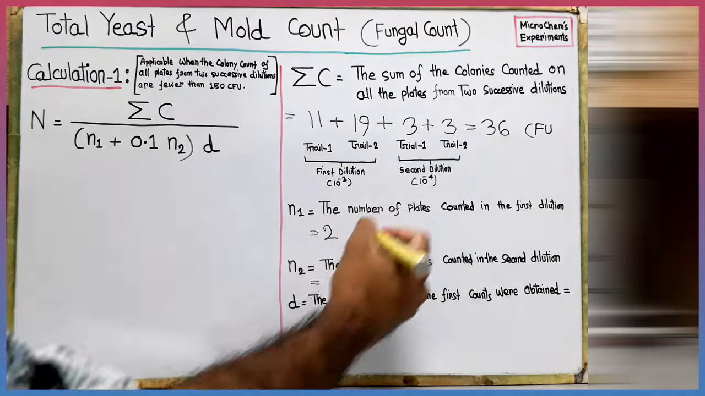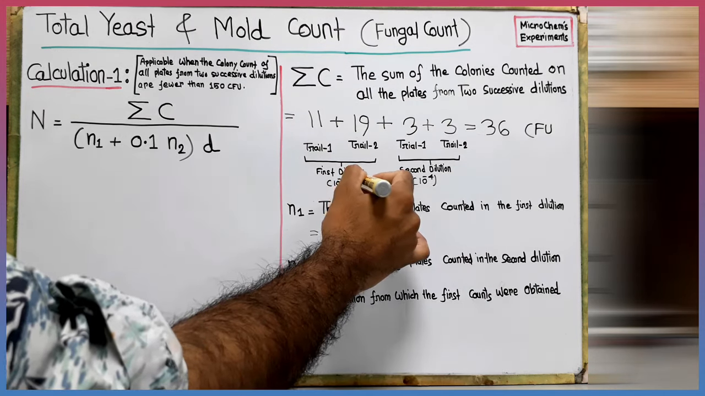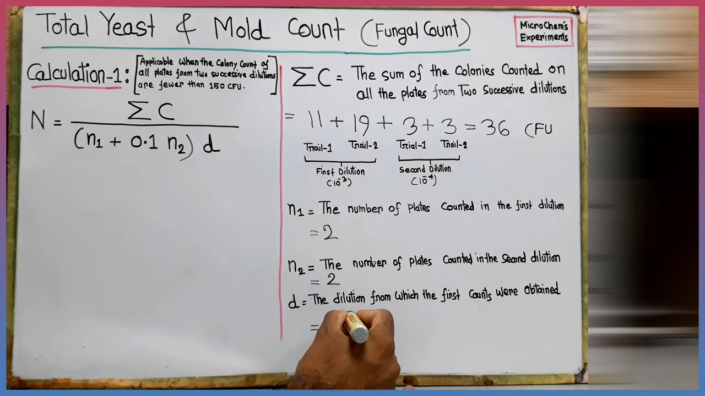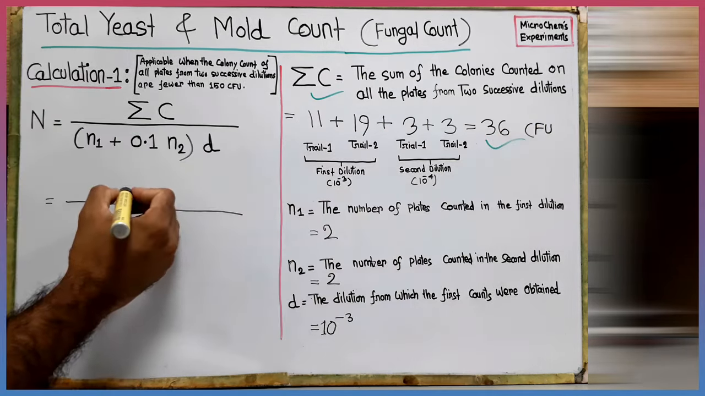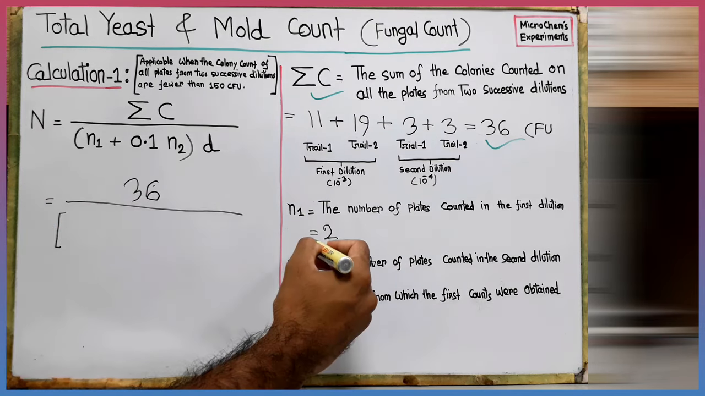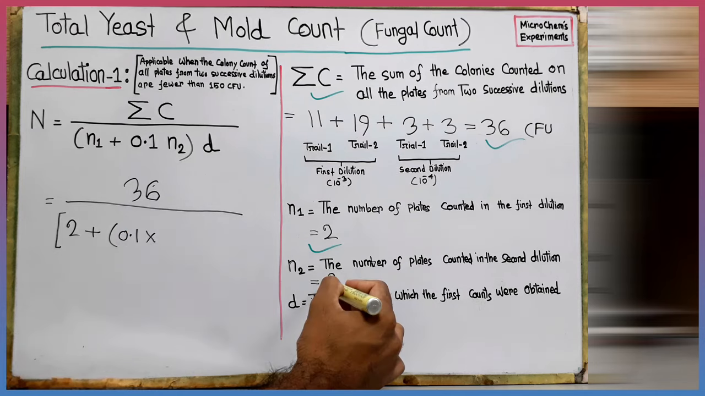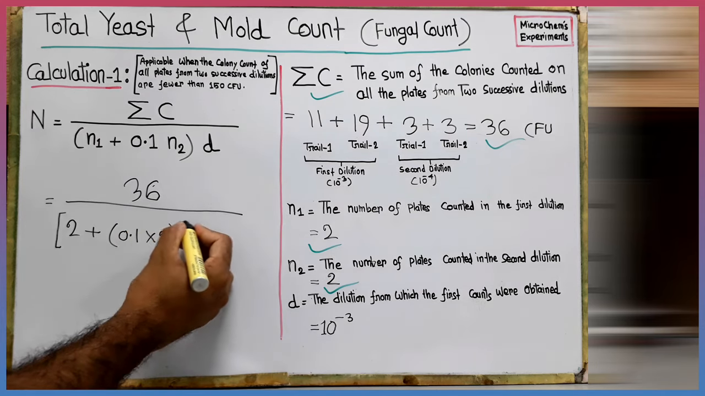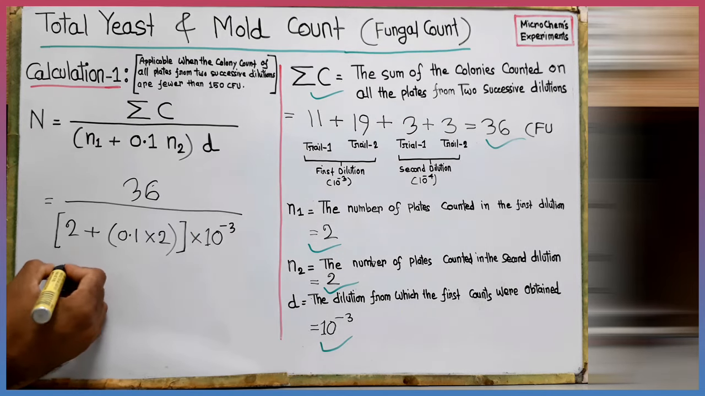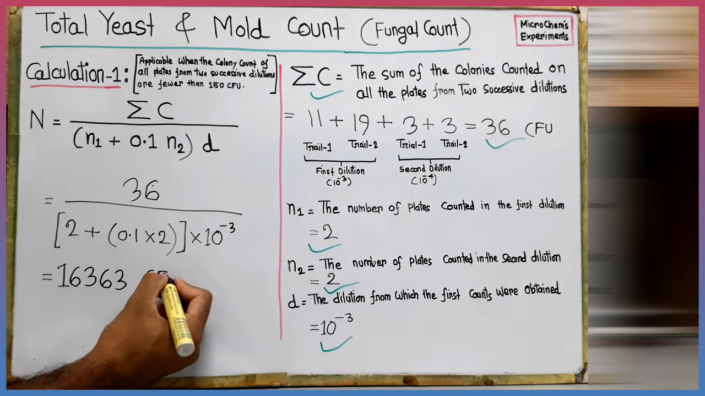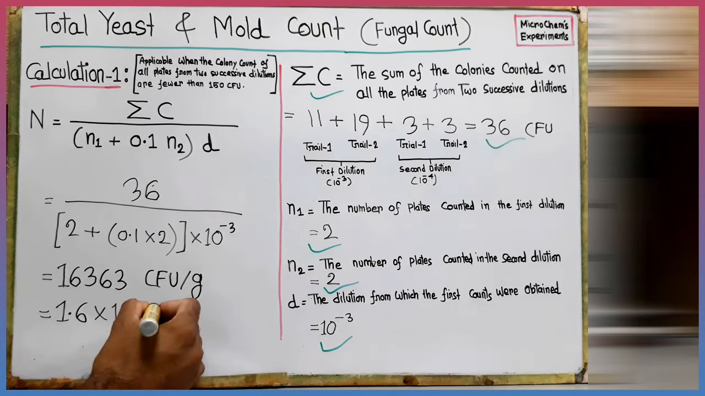Number of plates in second dilution is also 2. Our first count was obtained from 10 inverse 3 dilution, that's why D is 10 inverse 3. Put the values in the calculation 1 given on the left side of the board. By solving the equation, we got the total yeast and mold or total fungal count is 1.6 × 10^4 CFU per gram.